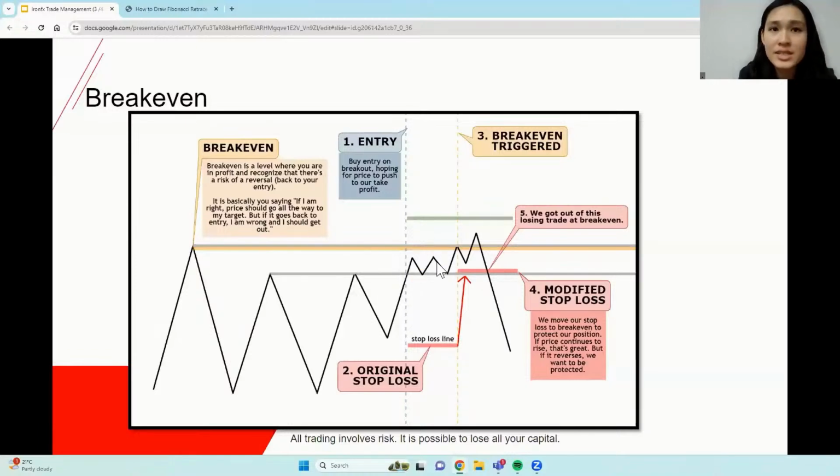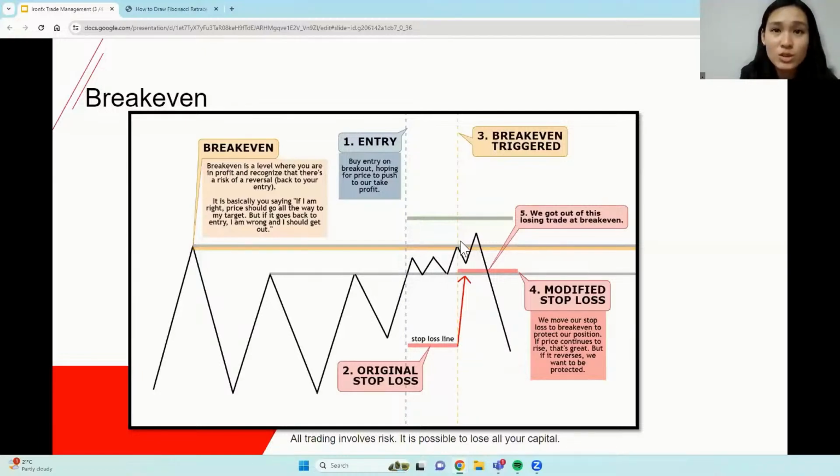Okay, so it's testing this level a bit, and then you can see that it's triggered our break even level, which is at this swing high level. Okay, so it's triggered this level and it's reversing back to our stop loss, or rather to our entry. So originally this level here is our entry, and our stop loss is way below over here, right?